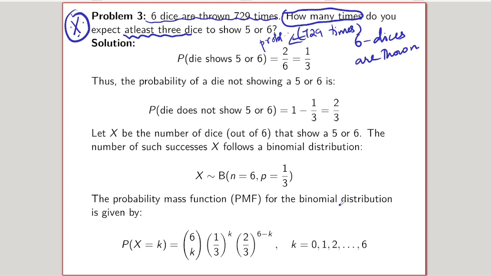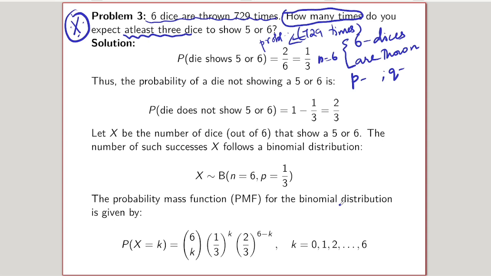show 5 or 6. So what we are going to do is find the probability of success, that is p, and the probability of failure, that is q. Probability of success is nothing but getting 5 or 6 in a minimum of 3 dice. That follows our binomial distribution, because the total count is 6. 6 dice are there, and if we are able to get 5 or 6 in a minimum of 3 dice among 6, then we will count that throw as a success.